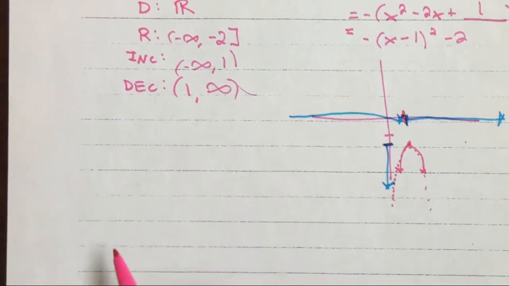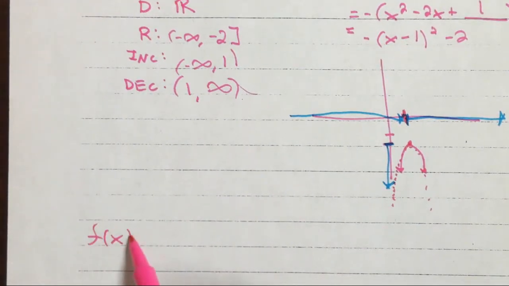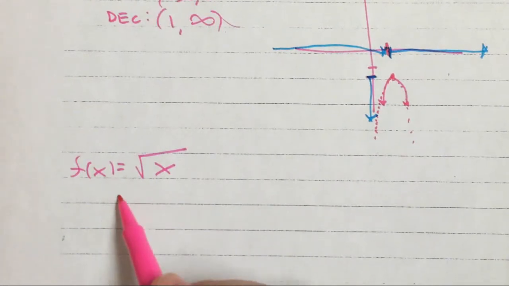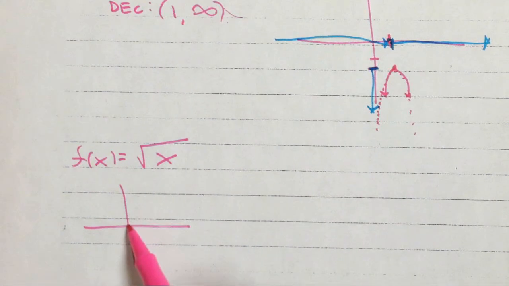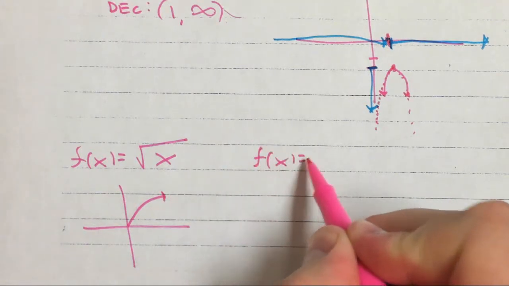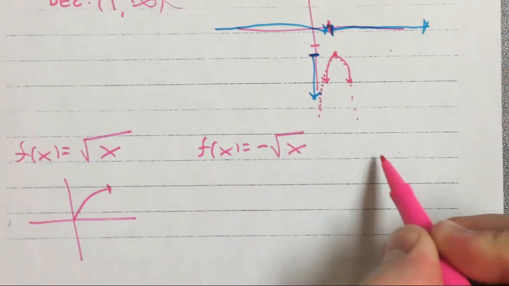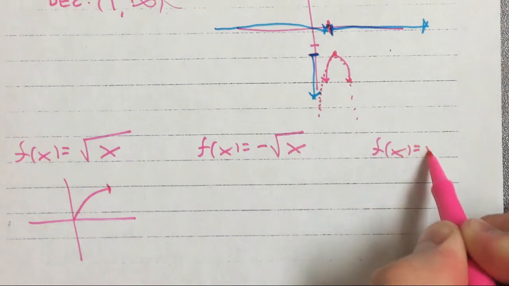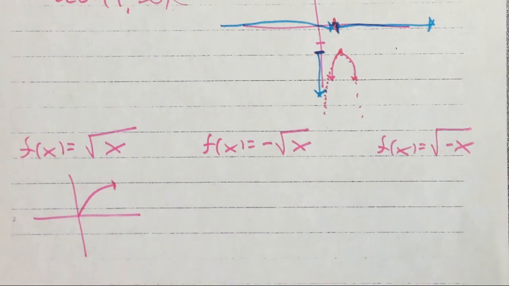Let's look at those reflections a little bit closer. So we talked about horizontal and vertical reflections. Say we have f of x is the square root of x. That's just a regular parent function. It's going to look like that. Let's look at negative square root of x and square root of negative x.